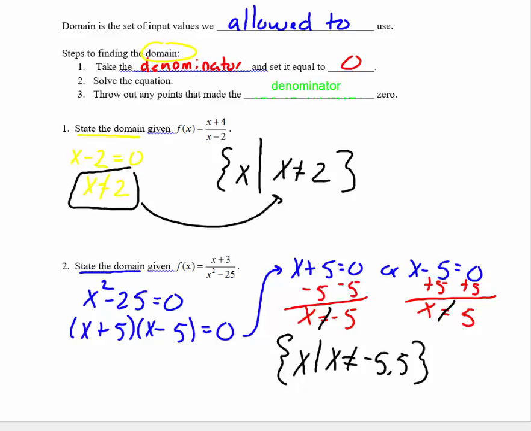So again, make sure you understand what domain is. It just means with a rational function, you do not want your denominator to become 0. So set the denominator equal to 0, solve that equation, and then get rid of those values.